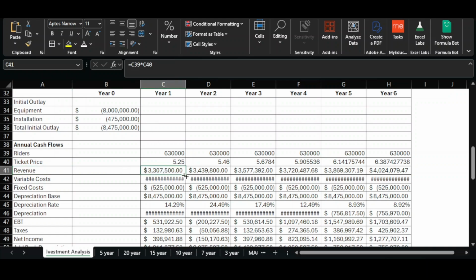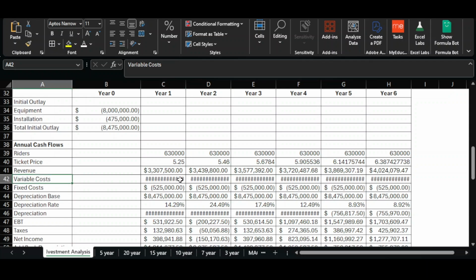And you'll see that it does the same thing in the second year. You always multiply the price of a ticket by the number of riders who will buy that ticket. And that's for the second year. So it's the same logic and calculation until year 6.